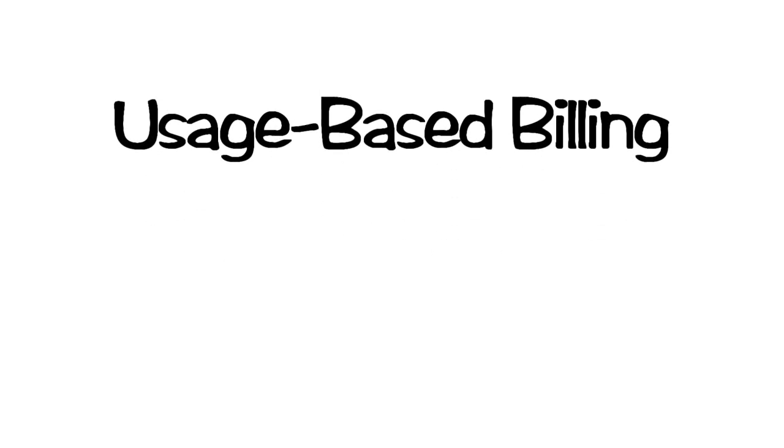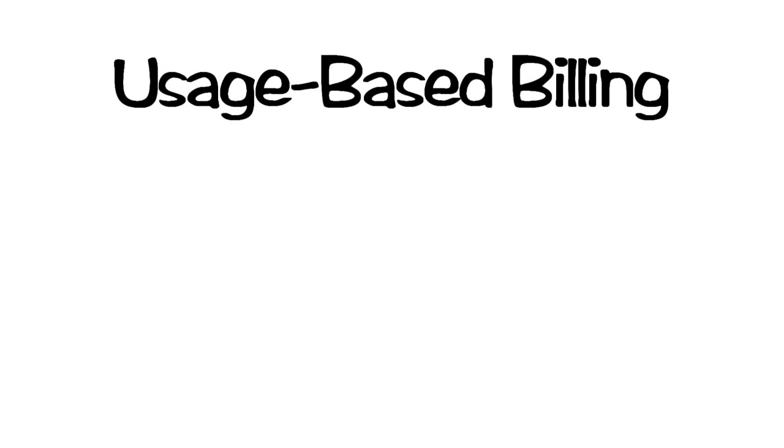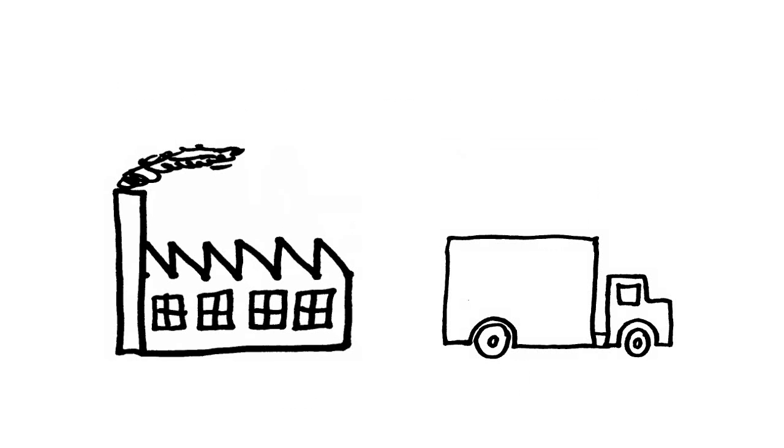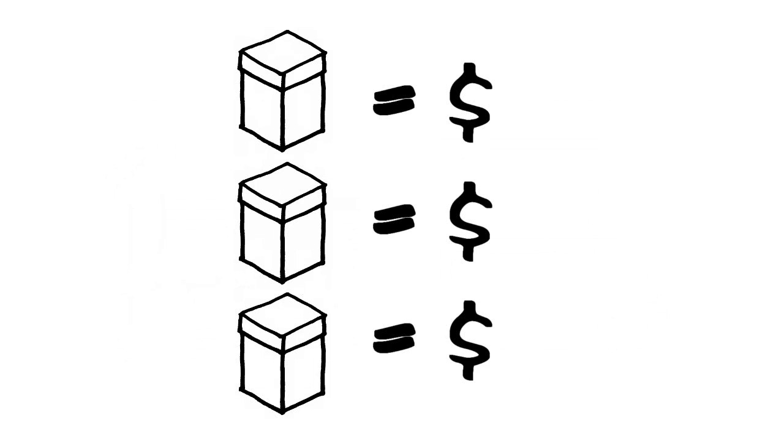This is a film about UBB. What is UBB, you may ask? It stands for usage-based billing, and it's actually a very old concept. It's how we pay for food, fuel, clothes, electricity, and many other things we use every day. Products are manufactured and distributed, and we pay for how much we consume.